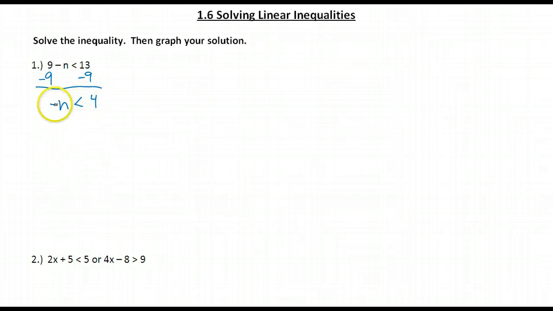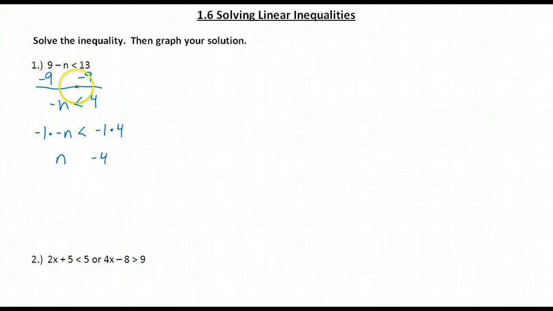And we're left with the opposite of n is less than 4. To solve, we need to get rid of this negative sign. To get rid of that negative sign, I'm going to multiply by -1. Now, negative times negative is positive, and negative times positive is negative.